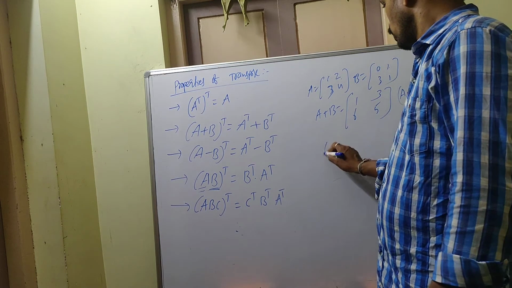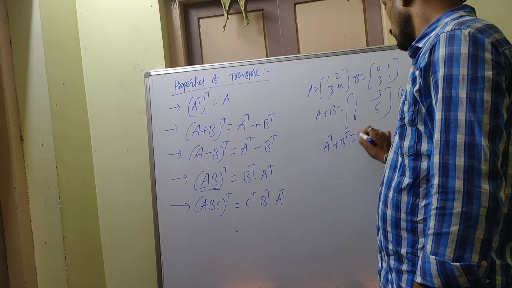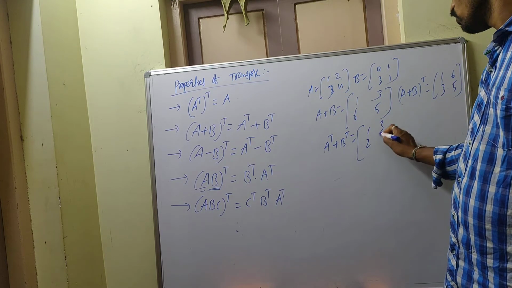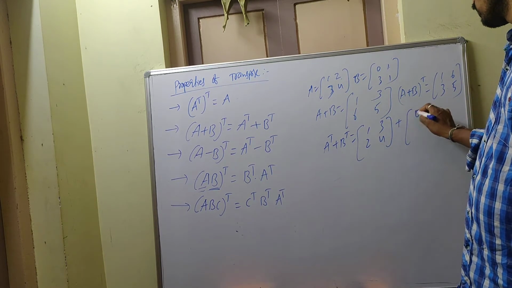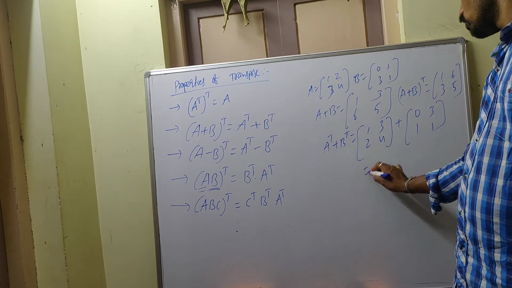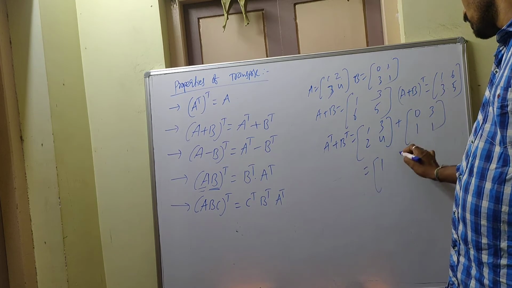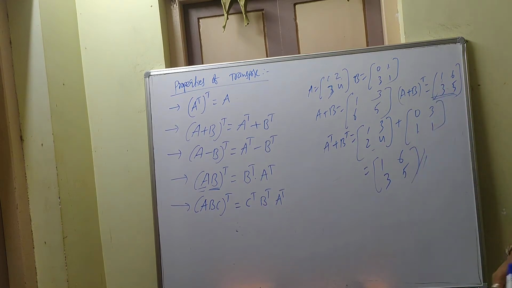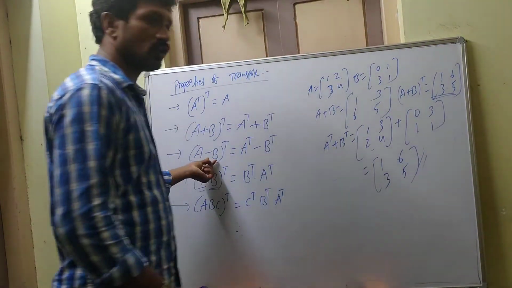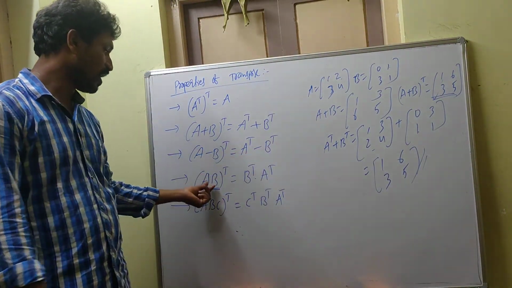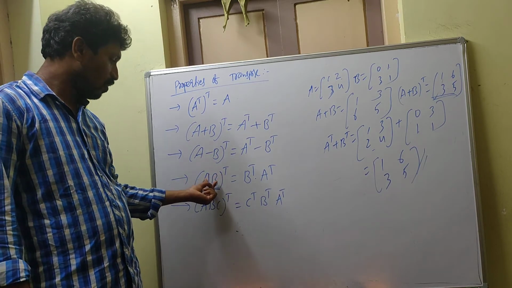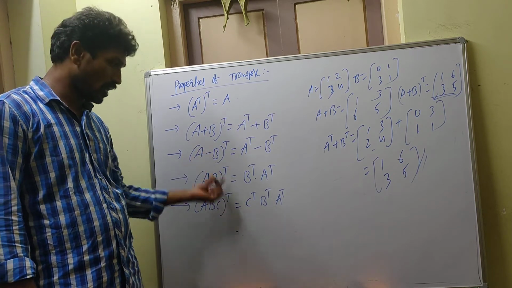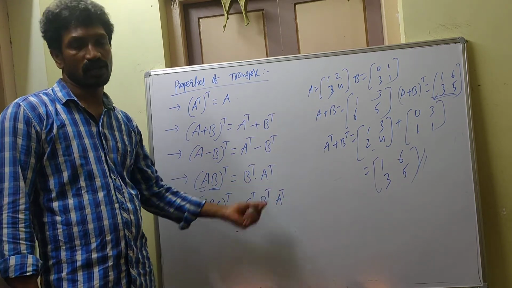Next one, if you go for A transpose plus B transpose immediately. A transpose is 1, 3, 2, 4. B transpose is 0, 3, 1, 1. So this becomes 1 plus 0, 1, 3 plus 3, 6, 2 plus 1, 3, 4 plus 1, 5. The same numbers as here. Similarly, A minus B whole transpose is A transpose minus B transpose. For AB whole transpose, reverse: first you multiply A into B, take the transpose, and you get the same value as B transpose into A transpose.